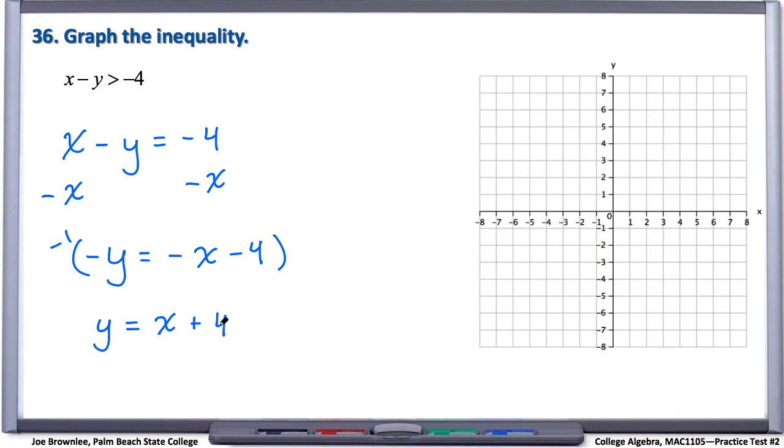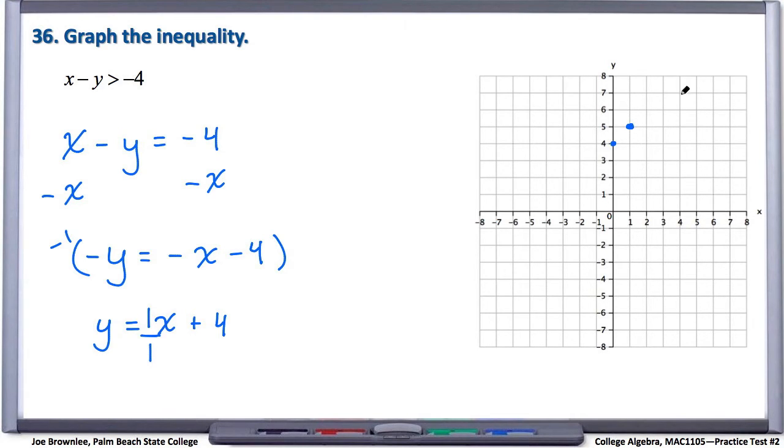And now, how would we graph this line now that it's in y equals mx plus b? Well, we know the first thing we have to do is plot the y-intercept, which is b, so positive 4. And from there, what we're going to do is use the slope, which in this case is 1 over 1, to find the next point. So we'll go up 1 unit and over 1 unit to the next point.